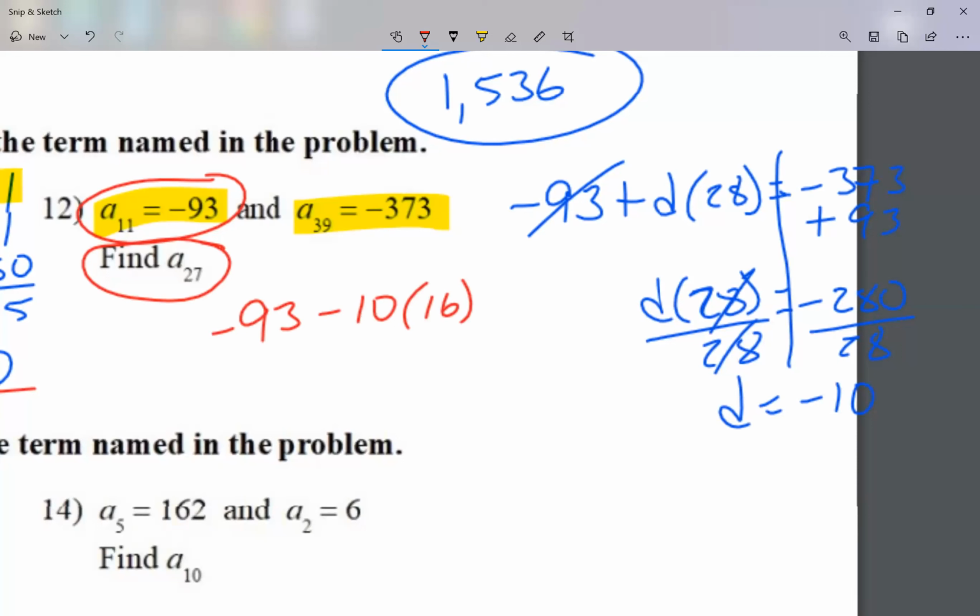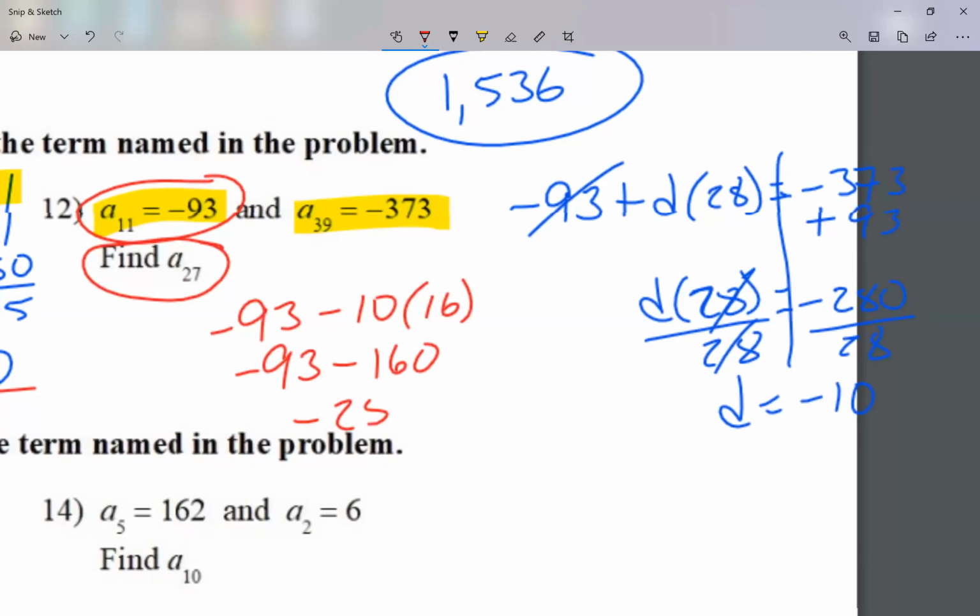Okay, where did that 16 come from? From 11 to 27. Subtracted those two values. 27 minus 11 is 16. Okay, so I have negative 93 minus 160. Remember, I have to multiply first. So negative 93 minus 160 gives me negative 253. Cool, that's not bad.